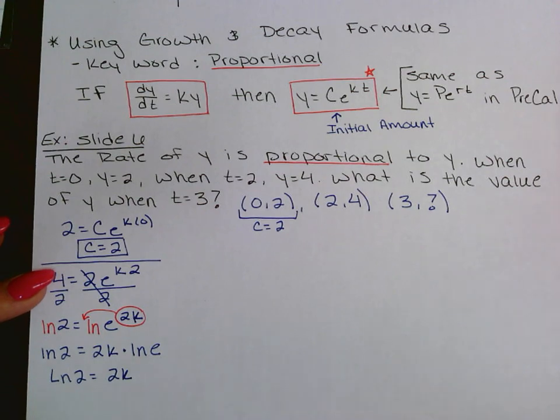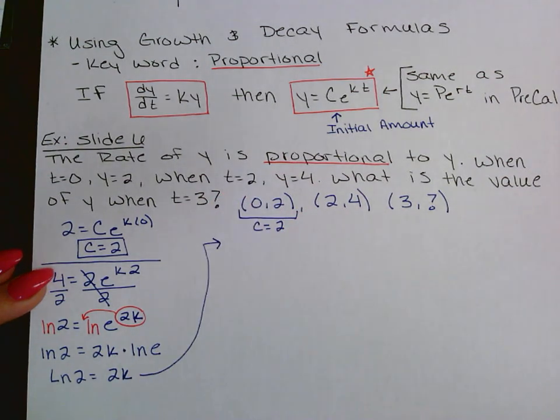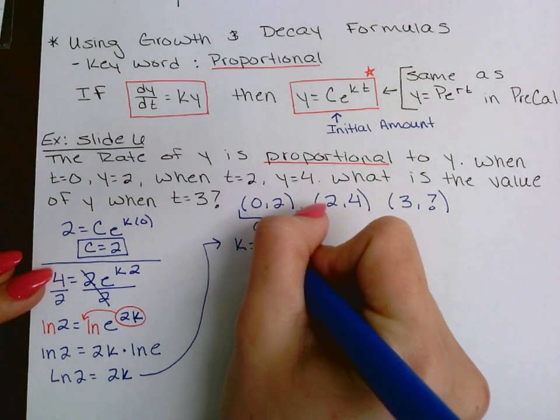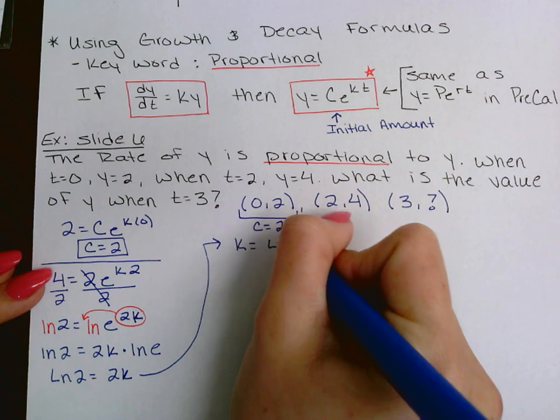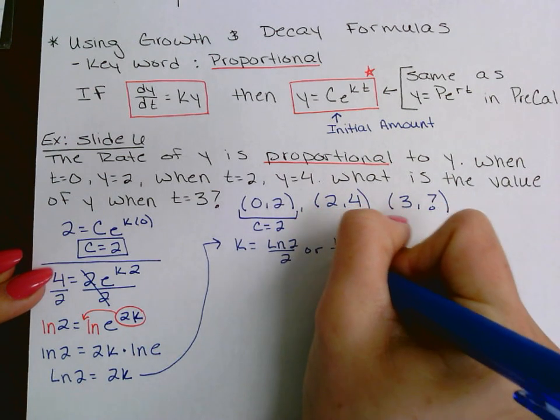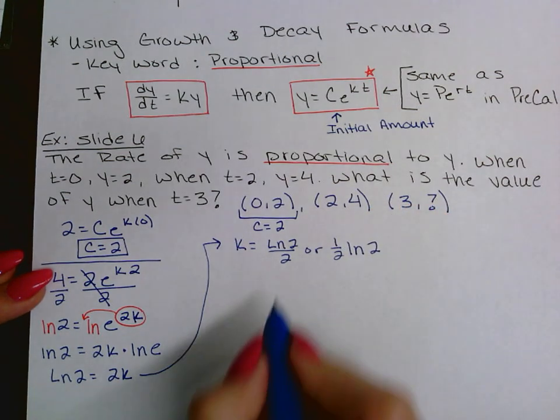And what would be my last step to get k by itself? Divide by 2. So I could say that k equals, you could say ln of 2 over 2, or you could put half ln of 2. Okay?